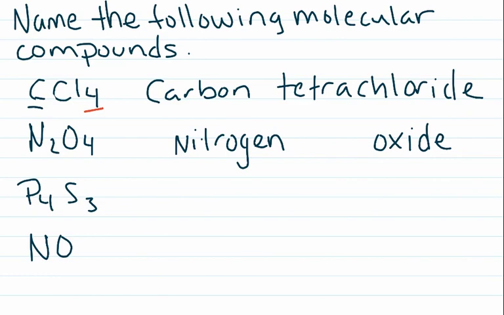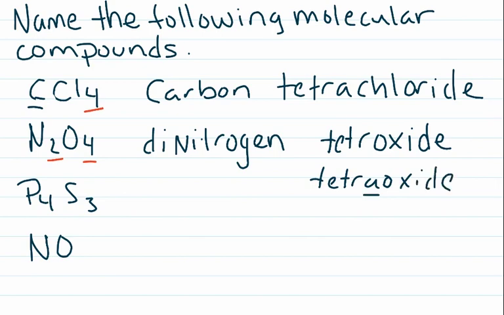Now we just need to add our prefixes associated with these numbers. The prefix associated with 2 is di, and the prefix associated with 4, again, is tetra. If you have 2 vowels next to each other, like you would in tetraoxide, a lot of times that A is omitted and you just leave tetroxide.